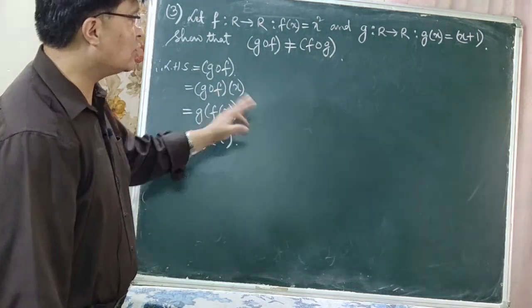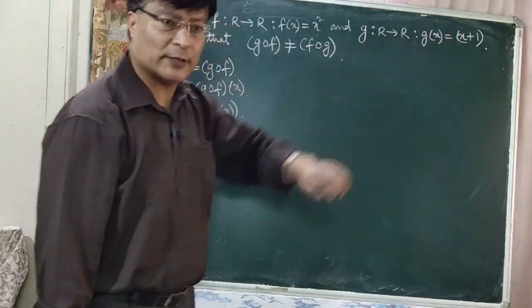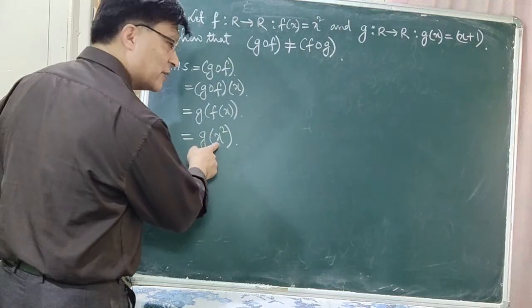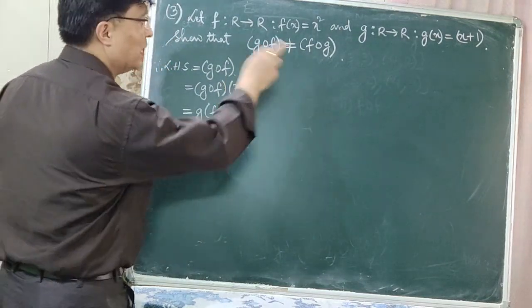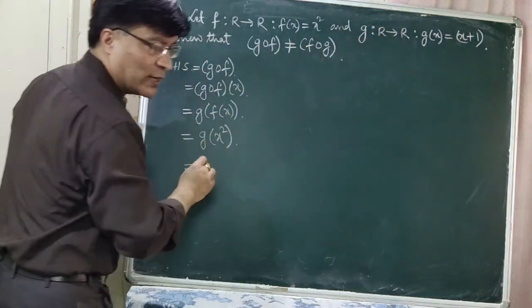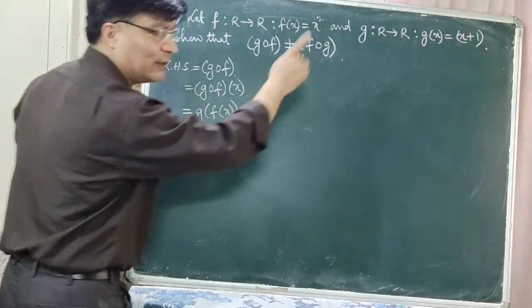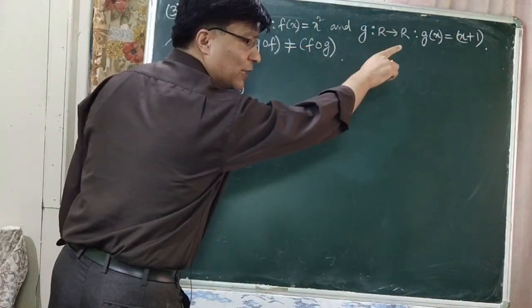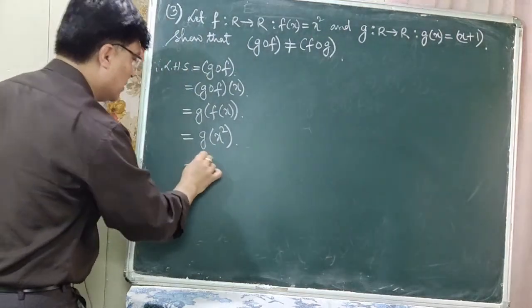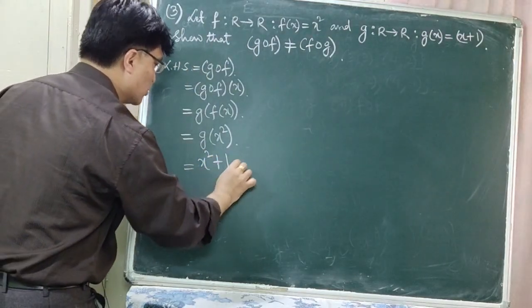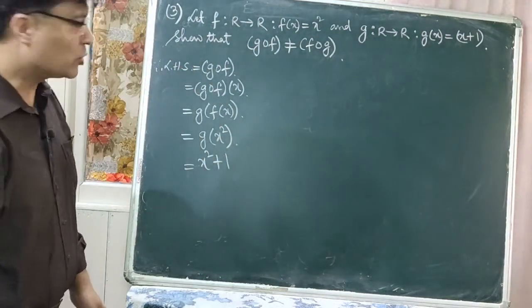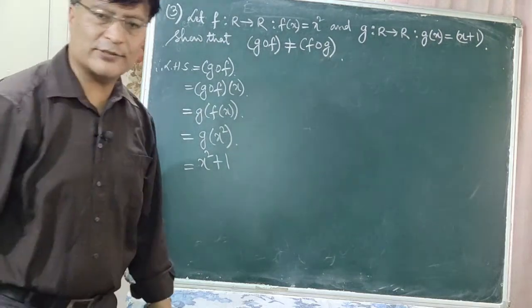So now we have to find out g of x. What is g of x there? It is x plus 1. So instead of x, there is x square plus 1. So if g of x is equal to x plus 1, so what is g of x square? Instead of x, you put x square on the right hand side. That is your x square plus 1. So I think you have understood it. This is your left hand side.